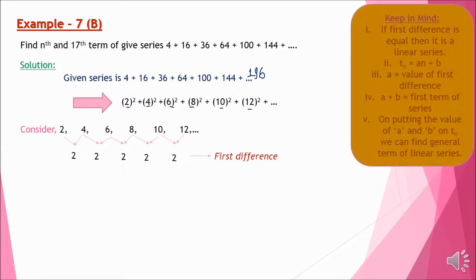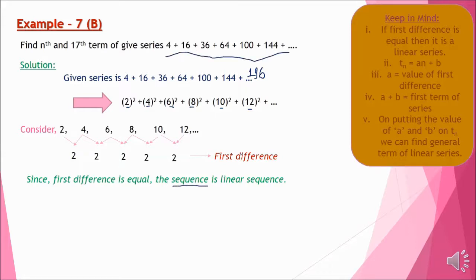That means, as we all know, if the first difference is equal, then it is a linear series. Sequence and series are not the same, but the concept to find the general term is the same in both. Since the first difference is equal, it is a linear series. It's written sequence because we have created our own sequence here. The question is a series, no doubt about it, but we have considered a sequence.